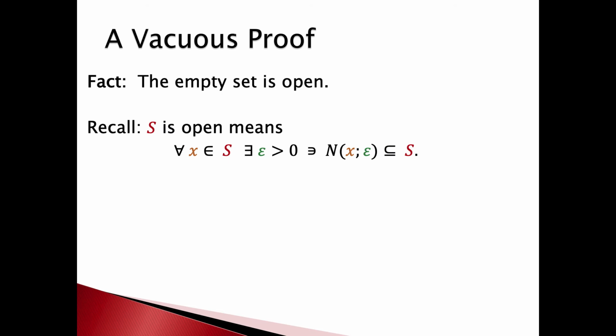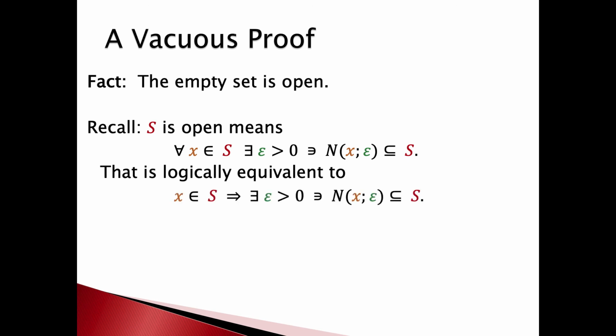In other words, this says for every x, x is an interior point. That's essentially what that says, right? The last half of that is the definition of being an interior point. And we know that S is open if and only if every point inside of S is an interior point. That was the theorem we did a couple screens ago. Well, let's rewrite that a little bit because that's logically equivalent to an implication.